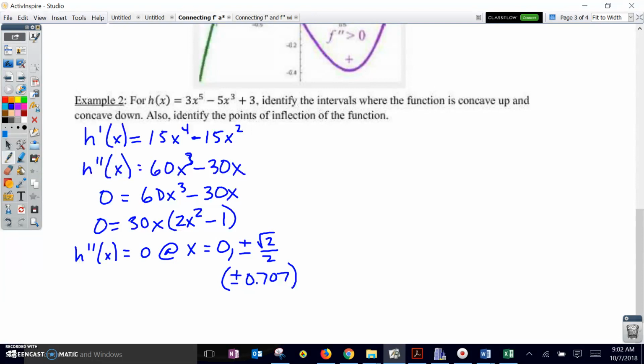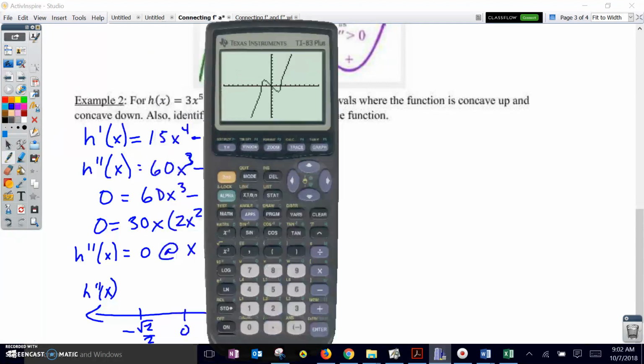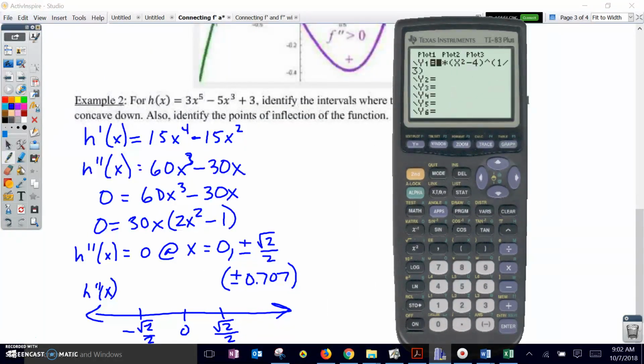All right, and so now we're going to look at a sign chart of the second derivative. Notice how I always label my sign charts with what they represent. That's very important. All right, so we've got negative root 2 over 2, and 0, and root 2 over 2. And again, I can analyze and find the value of the sign here one interval at a time, or if I have access to a calculator, I can use a graph of this second derivative to help me decide what's going on.